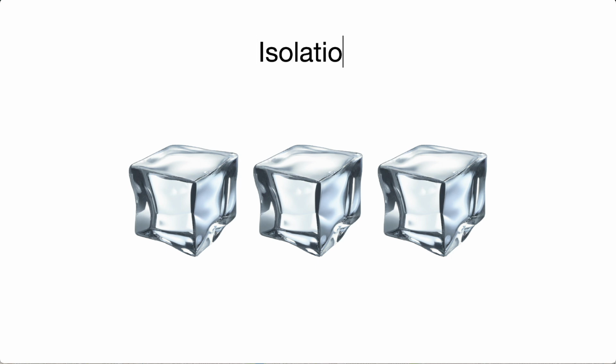Each ice cube cools down its drink independently of the other ice cubes. If one cube melts due to a hotter drink, it doesn't affect the other cubes. Similarly, containers are isolated. If one has a problem, it doesn't affect the others.